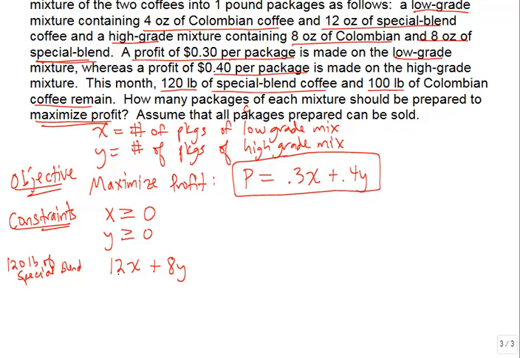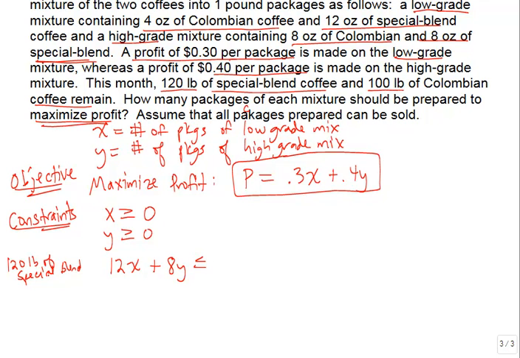So this is the amount of the special blend type of coffee that's going to be used between our two mixes. We'll use 12 ounces of it in x packages of the low-grade mixture and 8 ounces per y number of packages in the high-grade mixture. And that total amount of coffee can't exceed this 120 pounds.